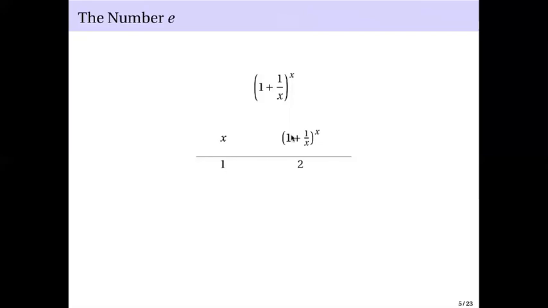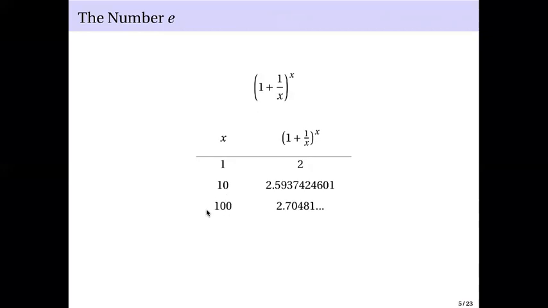So for example, first, suppose we let x equals 1. So if x is equal to 1, you have 1 plus 1 over 1, that's just 2. Then raised to 1, you have 2. Now, if x is equal to 10, we will have 1 plus 1 over 10 raised to the power 10. So try to calculate it. This is what you will get: 2.59374244601.